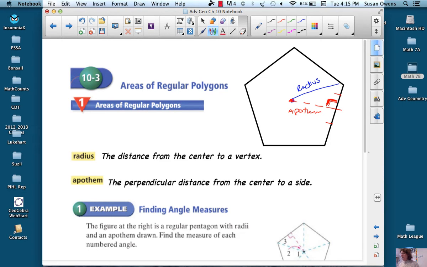I've heard it said apothem. I've also heard it said apothem. However you want to say it, either one of those is fine. There's one more thing, and this goes back to something we did before. We also have something that's called the central angle. So if we make an angle to the center of the polygon and two of the vertices, then this will be the central angle. So that's something that we've had before.